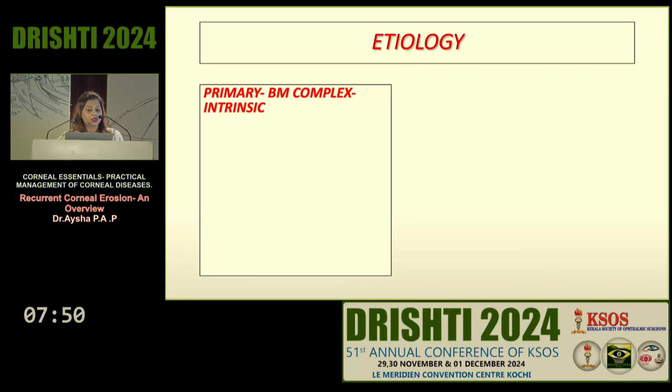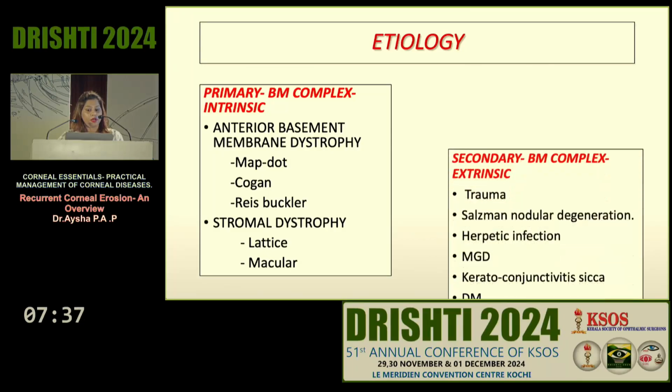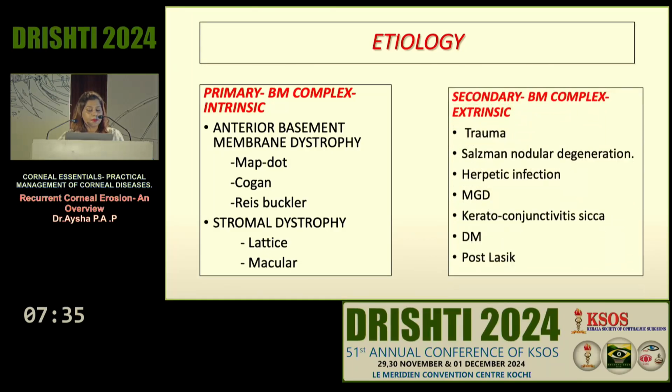Coming to the etiology, I have classified it into primary, basement membrane complex or intrinsic factors, that is anterior basement membrane dystrophy like map-dot, Cogan, Reis-Bücklers. Stromal dystrophy: the common one is lattice and the second one is macular. Coming to the secondary, basement membrane complex or extrinsic factors: trauma, which is the most common one, Salzmann nodular degeneration, herpetic infection, MGD, keratoconjunctivitis sicca, diabetes mellitus, and most commonly post-LASIK.